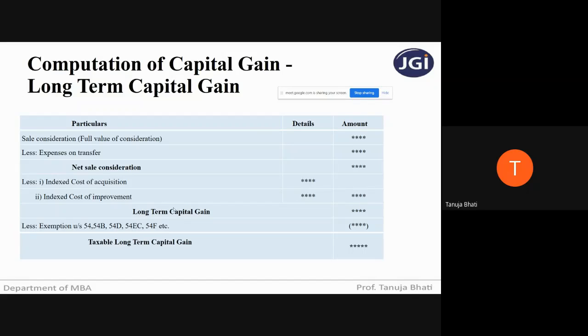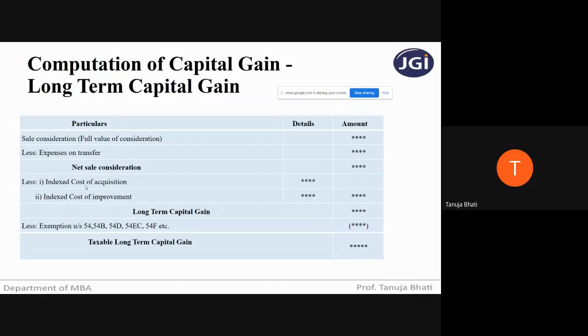Again, the entire long-term capital gain is not chargeable to tax. You have certain exemptions given under the Act. So you deduct these exemptions, you will get taxable long-term capital gain. This is a separate thing that we are going to deal in the succeeding lectures. Now, quickly, what is sales consideration? It is the same explanation that I have given for the short-term capital gain. That is nothing but the sales value. Next, expenses on transfer is all those expenses incurred wholly and exclusively for the transfer, for the sale that you're making, whatever expenses you're incurring. Okay, you get net sales consideration.